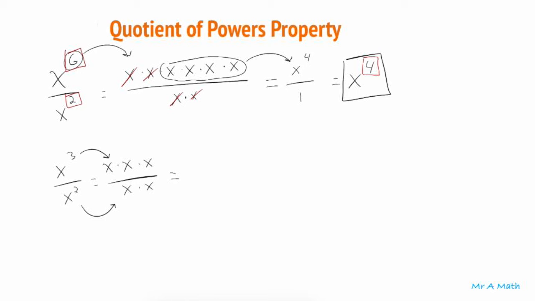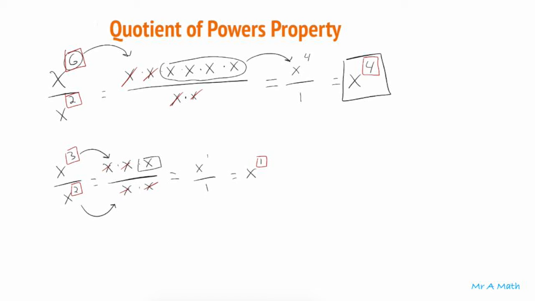And now, when I consider what is going to cancel, I'm going to have an x cancel on the top and bottom, another pair of x's cancel on the top and bottom, and all I'm left with is this one singular x on the top. So that's just x to the 1st power on the top and over a 1 left on the bottom. In other words, it's just x to the 1st power. So again, the pattern emerges. The top of the fraction, if it's to the 3rd power, the bottom of the fraction to the 2nd power, then that means I can predict what this is going to be.